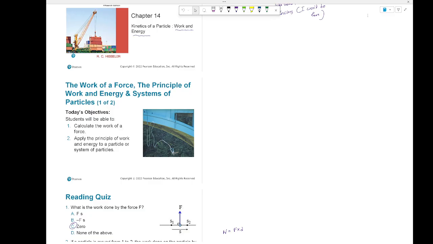So where the force acts along the direction and the distance is traveled, that is where your work consideration is only. If there is no distance traveled along the force direction, no work. Okay, so that's the concept here. That's the quiz. Let's move on. Any question with this? This should be a straightforward thing.